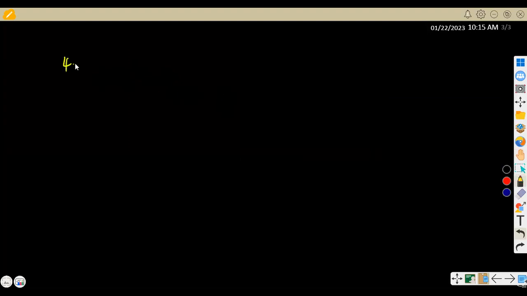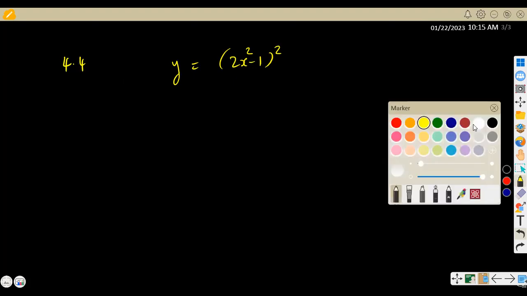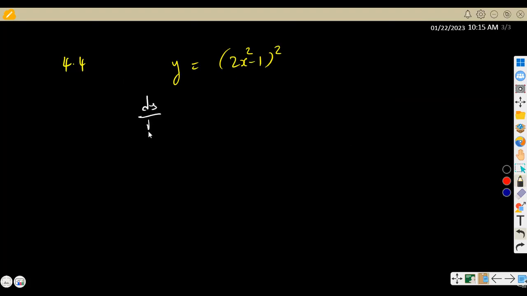Okay, so 4.4. We are given that y is equivalent to 2x squared minus 1 to the exponent of 2. Remember what I told you guys, if you are dealing with a function of a function, you must know the formula which says that the derivative of y with respect to x is equivalent to dy/du times du/dx, whereby you have to introduce u on the part that you can actually differentiate, like 2x squared minus 1. So this is the part where we are going to introduce u. So let u be equivalent to 2x squared minus 1.